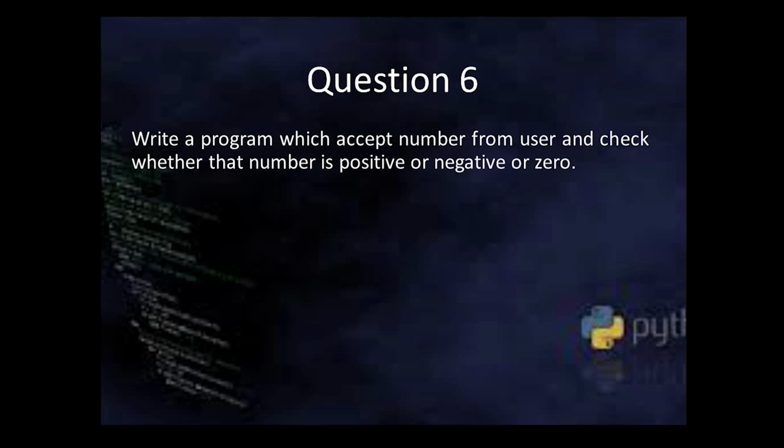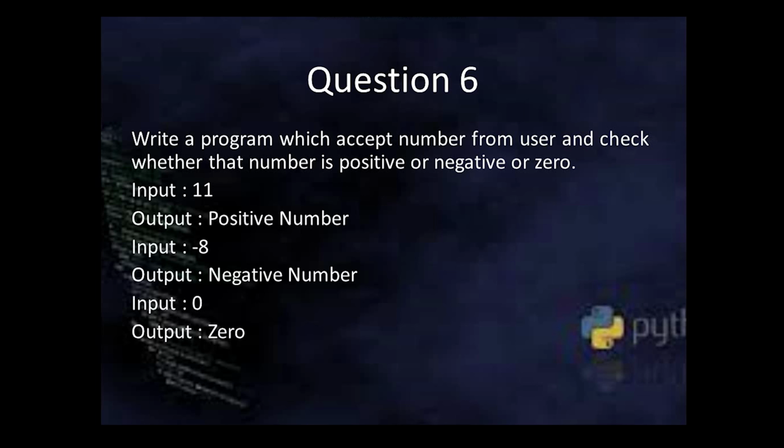Now this is the basic mathematical understanding. If the number is less than 0, it is negative. If it is exactly equal to 0, it is 0. And if it is greater than 0, it is positive. As a sample input, I've shown here, input is 11, it's displaying positive number, -8, negative, 0, 0. This is a very basic question which you can solve using a conditional statement. Let's continue.